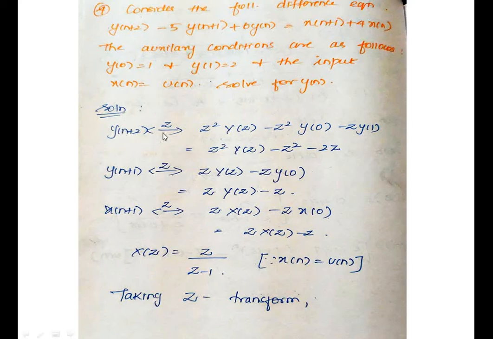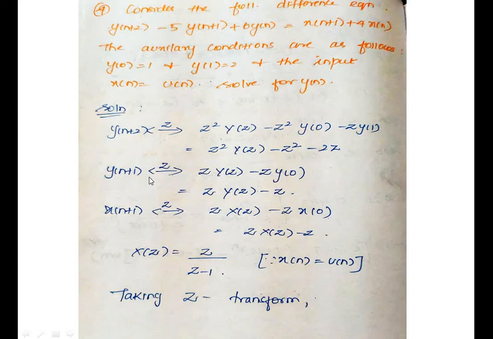So y of n plus 2 on z transform will give you, with the rule applied, z square y of z minus z square y of 0 minus z y of 1, which is equal to z square y of z minus, what is y of 0? Y of 0 value is 1. So we get z square minus z into y of 1. So what is y of 1? 2. Minus 2z, is it.